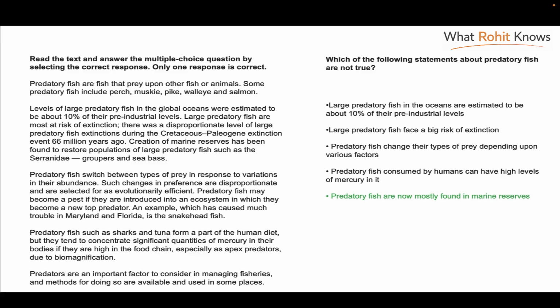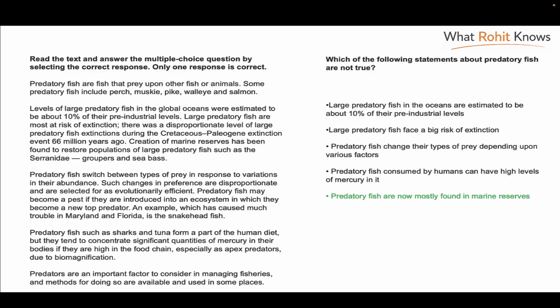So that means that out of these 5 options, 4 are correct, and they are correct as per the information that is given in the text, and one option is wrong. And that is the one option that we need to select, because in our question, we've been asked to find the one that is not true. Next, now we know what we are looking for, predatory fish, that's the focus. Now we will read the text.